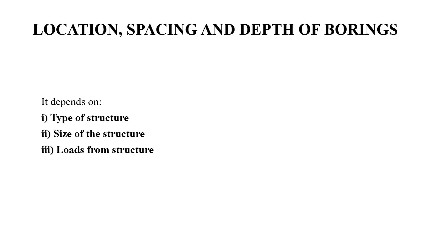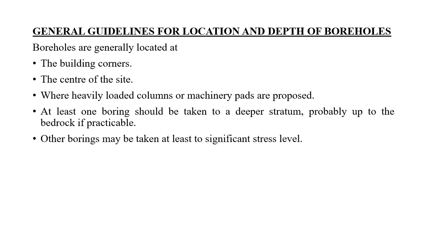So as I said, just a revision, you have to fix the location, the spacing, and the depth of borings. It generally depends upon the type of structure and obviously the loads coming from your structure. Okay, so this is just a brush up of what we already saw in the code. As I said, mostly we have to take boreholes at the corners, and the center of the site is also required. You also have to see the diagonal variation of the soil profile. When you take one at the center and two at the corners, obviously you get the diagonal variation. That is the advantage that you have.